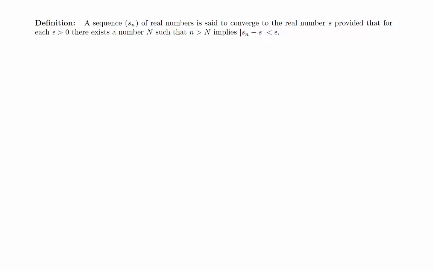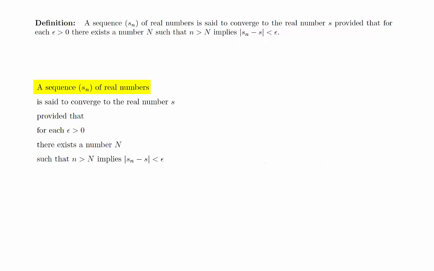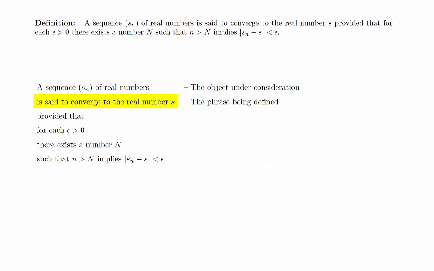Reading the definition this way can make it hard to distill out the primary features, so we will look at the definition in pieces. A sequence s sub n of real numbers. This sets up the definition by establishing the type of object under consideration. We are working with sequences. Notice that this also sets up the notation for our sequence. Is said to converge to the real number s. Not only are we talking about convergence, but we also have a symbol s that represents the value the sequence is converging to. Provided that.